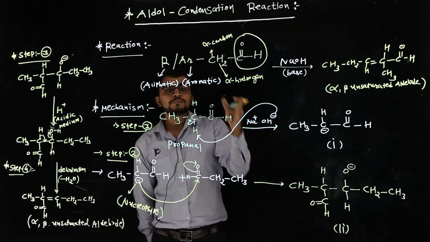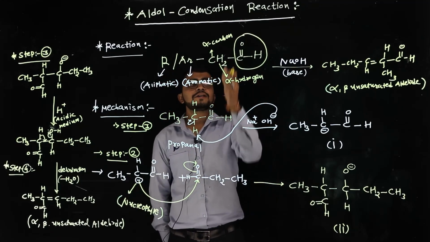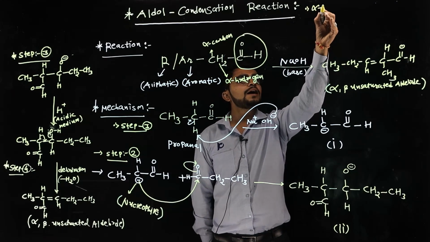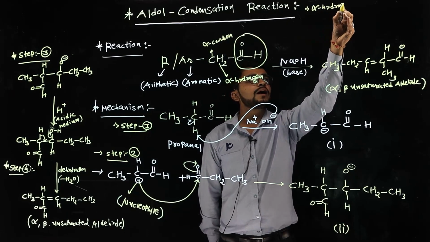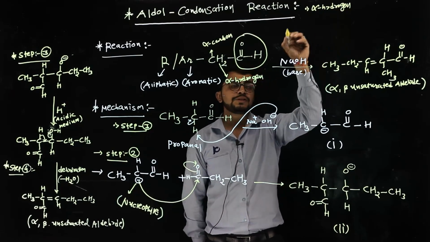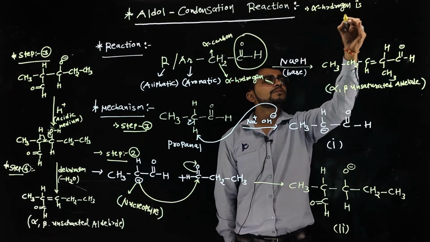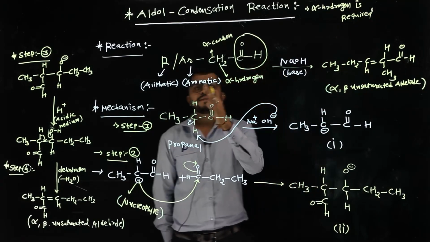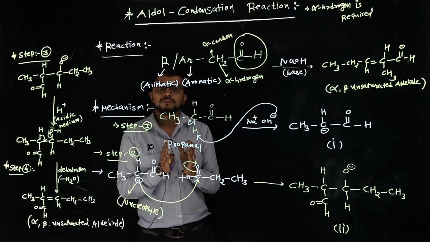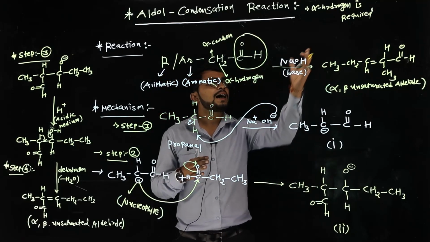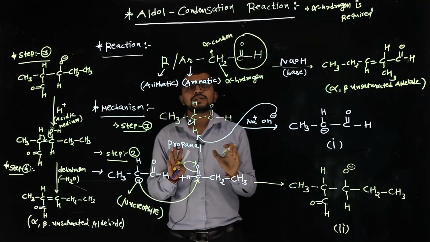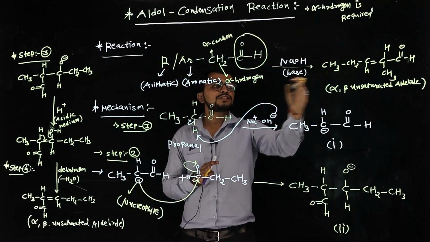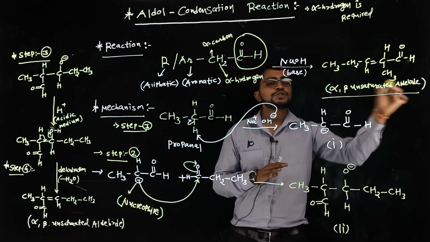So the requirement of this reaction is alpha hydrogen. If alpha hydrogen is not there, the reaction is not performed. So the common requirement of this reaction is alpha hydrogen. With alpha hydrogen, the reaction in the presence of base forms an alpha beta unsaturated aldehyde.